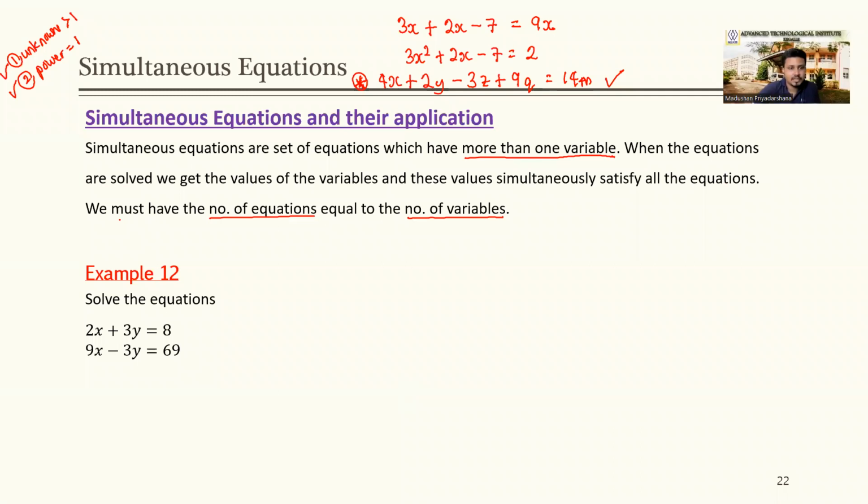Here, what it says is that we must have the number of equations equal to the number of variables. We have 5 variables here. X is there, Y is there, Z is there, Q is there, and M is there. 5 unknowns, 5 variables are there. Therefore, to find the values of these unknowns, we should have 5 equations.